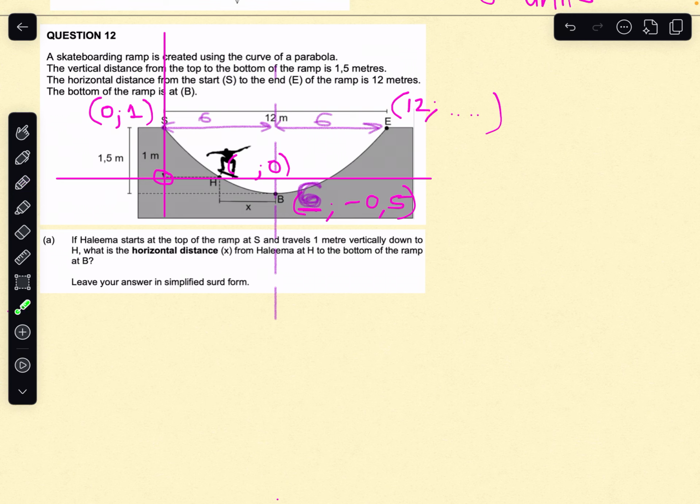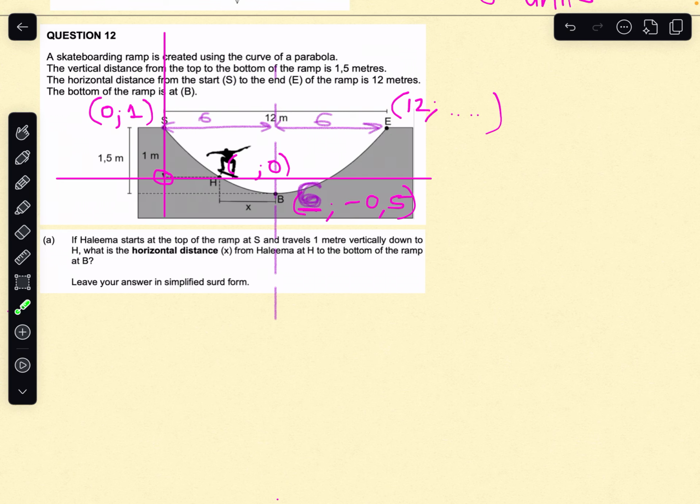And what are we looking for? I'm so confused. We are looking for the horizontal distance from here to here. Okay, and what do we know? We know that H is an x-intercept. So I'm guessing we need to find the equation of this curve and then find the x-intercept.